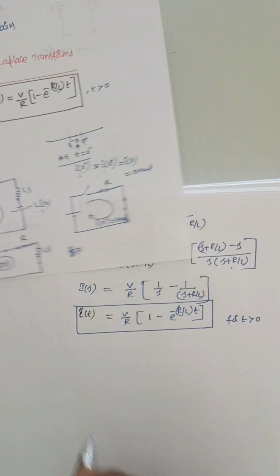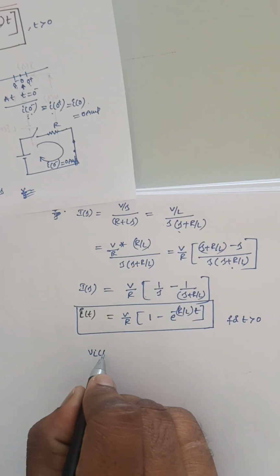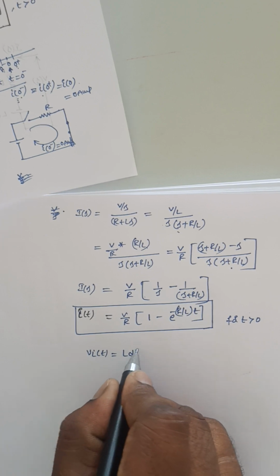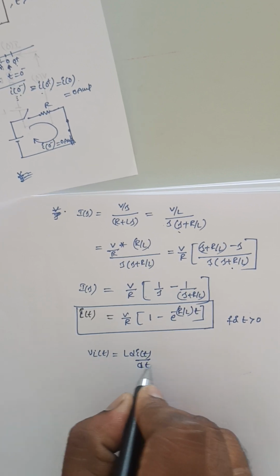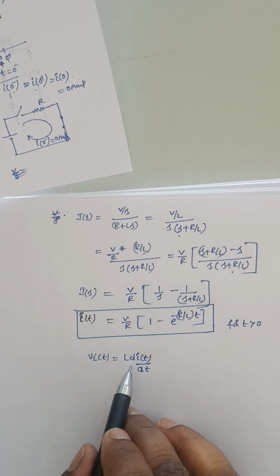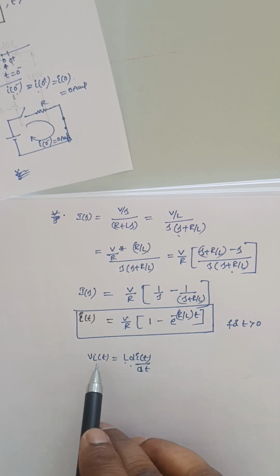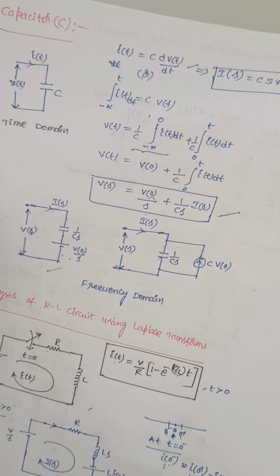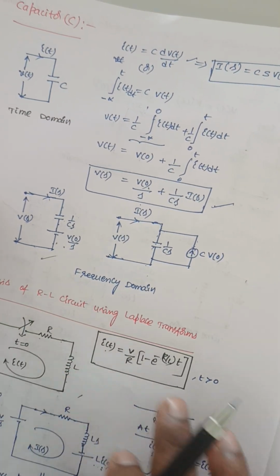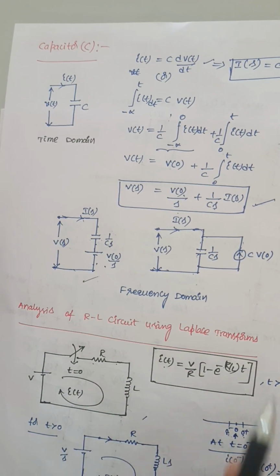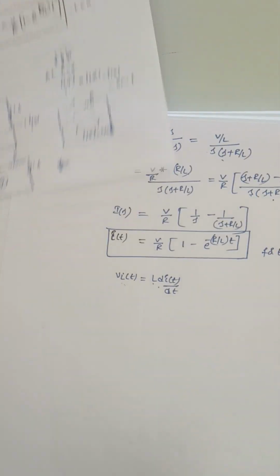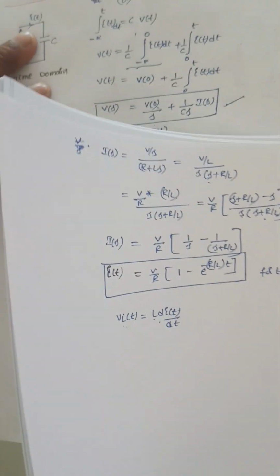If you want to find the voltage across the inductor, that is V of t or VL of t, that is L into dI of t by dt. So use this equation and differentiate it, multiply with L, then you will get the value of VL of t. So this is how we can analyze this RL circuit using the Laplace transform. Now let me solve one problem on this RL circuit.